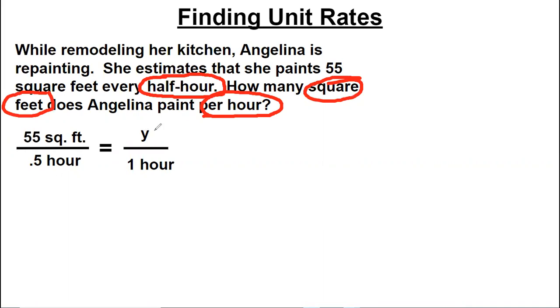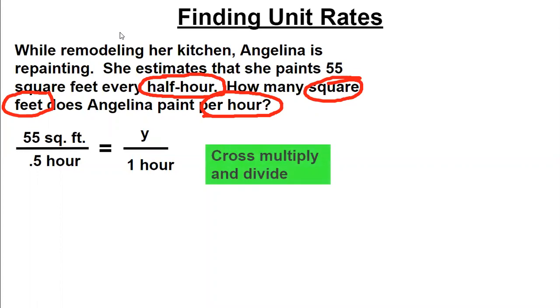I used Y instead of X because I wanted you to see that we're looking for the dependent variable. And Y is always called the dependent variable. So square feet depends upon how many hours have gone by. So if she is painting, she's going to paint more square feet the more hours that go by. So we're going to cross multiply and divide.